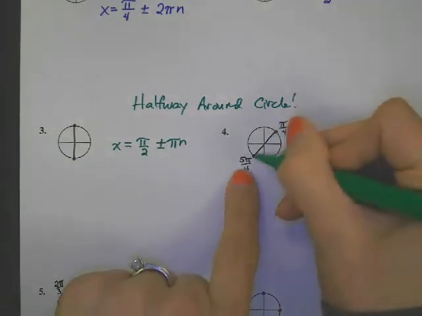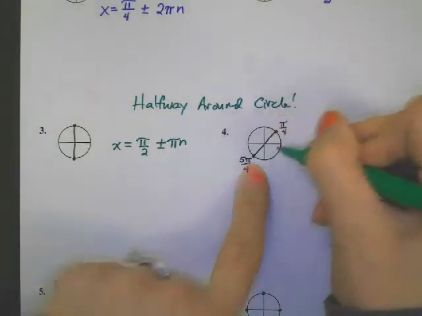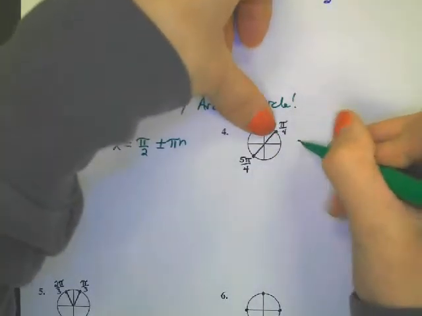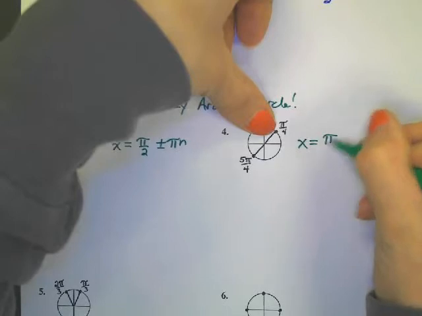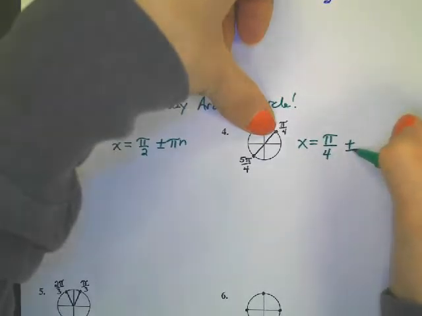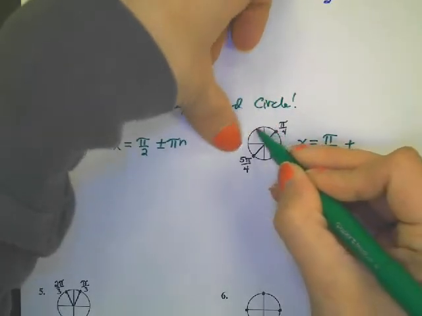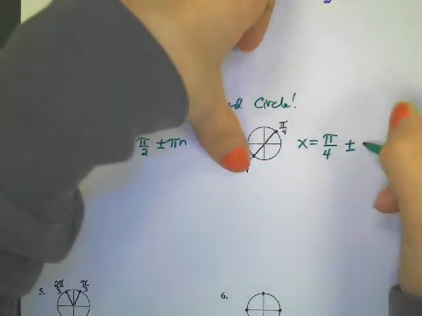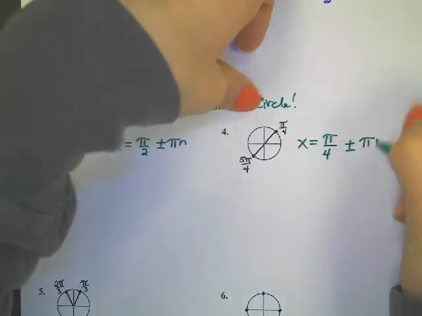All right, let's do it again. I see some answers, and they're halfway around the circle. So we start with the first positive one, or 0. So we've got pi over 4 plus or minus. How far would I have to go and stop? Since that's halfway across the circle, that's pi n.